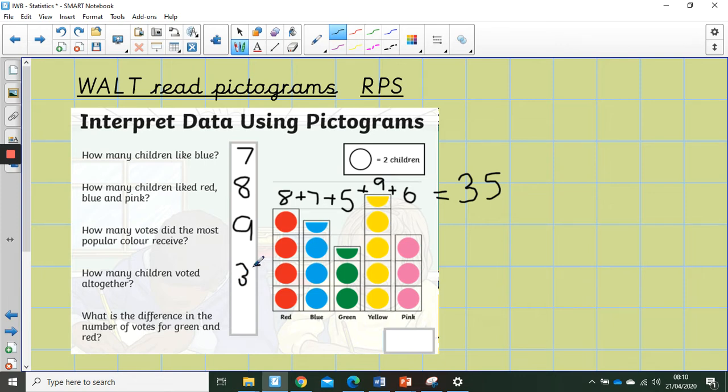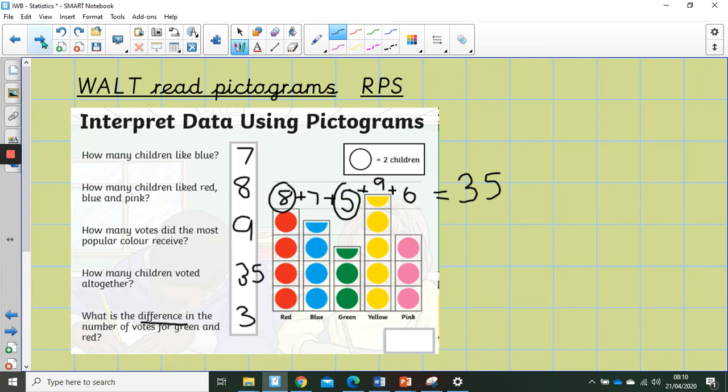If you find it easier, you can go and get this number of things, pieces of Lego perhaps, and count them all up. What is the difference? Remember, we talk about the difference quite a lot. Difference is subtracting. What is the difference in the number of votes for green and red? Green is less than red by how many? By 3.